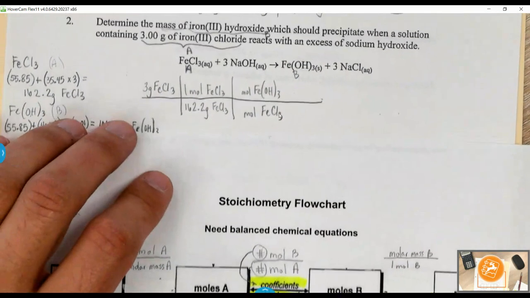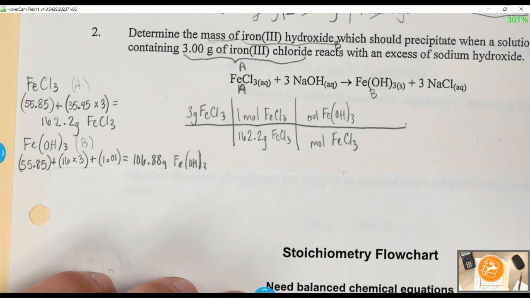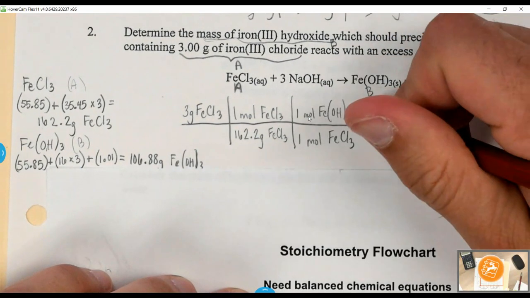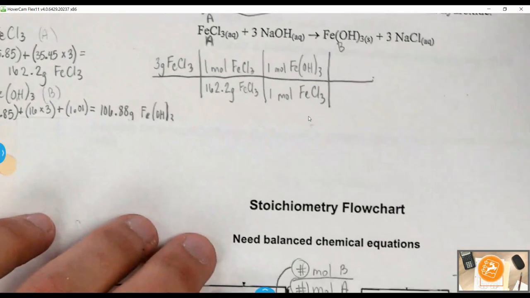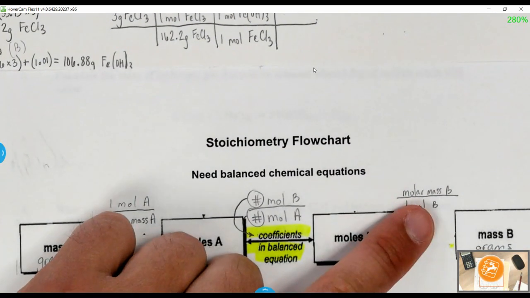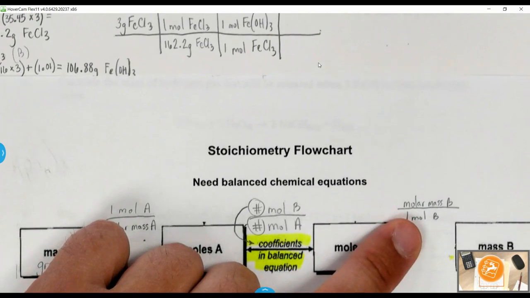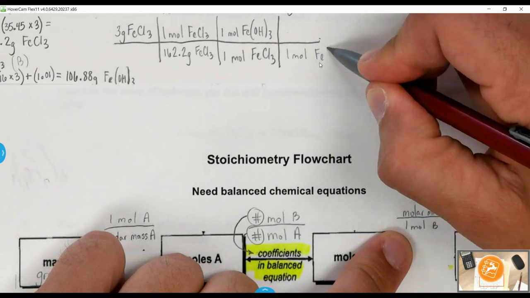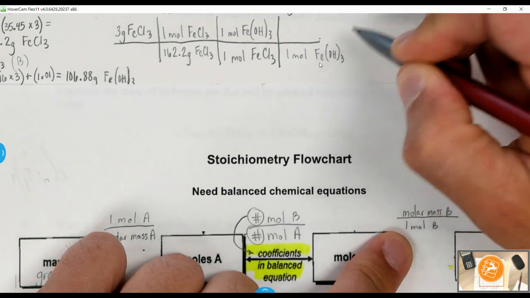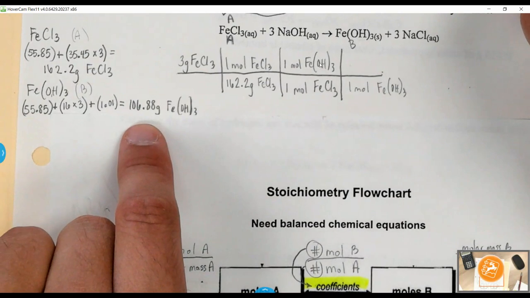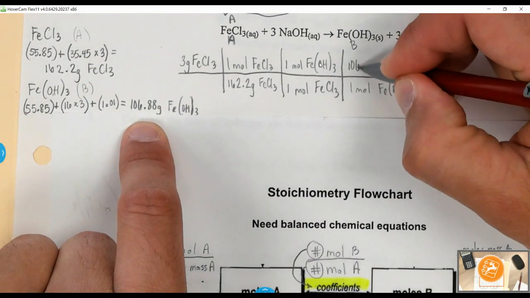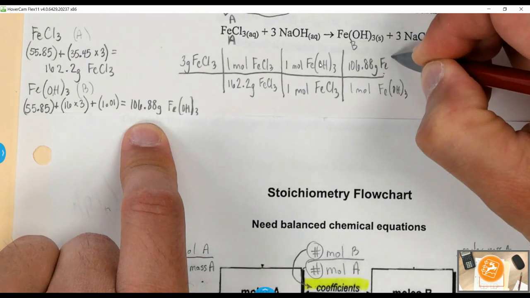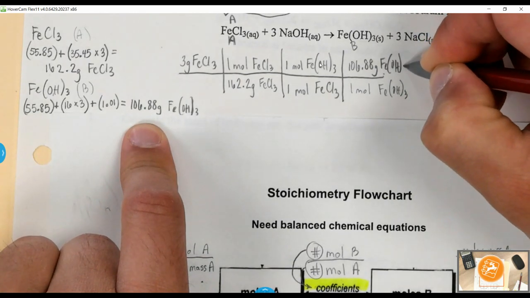Do they even have coefficients in the balanced equation? There is no number out in front of them, so that means it's just a 1-to-1 ratio. Excellent. And then the last conversion would be the molar mass of substance B over 1 mole. So 1 mole of substance B, which is the iron 3 hydroxide, and the molar mass of that is 106.88 grams of Fe(OH)3.